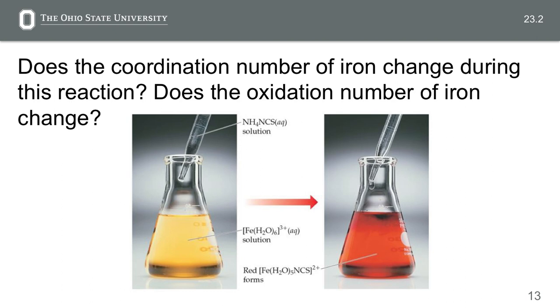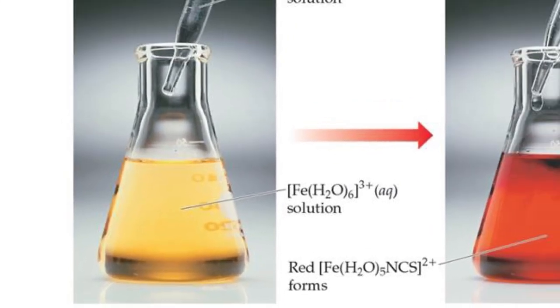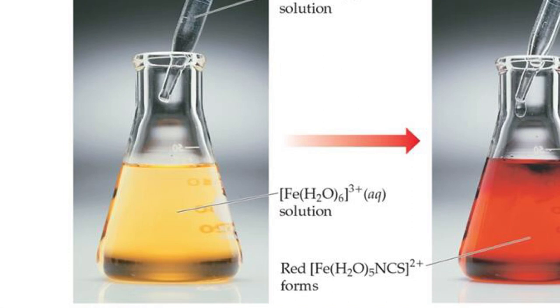So here we have pictures of a solution of two iron complexes. One is yellow. So this is the hexa-aqua iron complex. This is why we aren't doing naming, but get ready. So that's hexa-aqua iron. Okay. That one's relatively straightforward. And it's yellow.